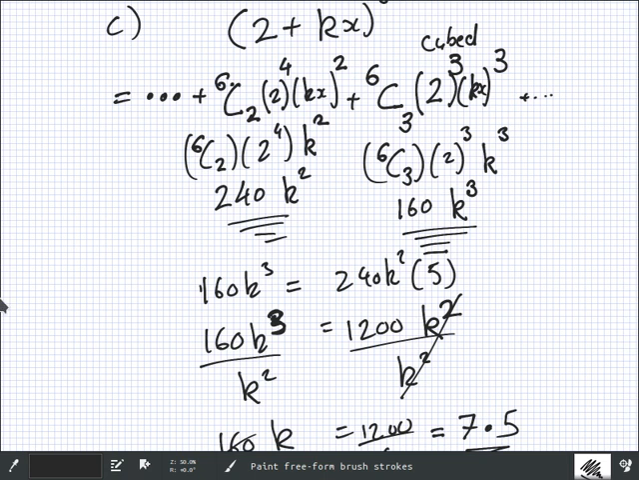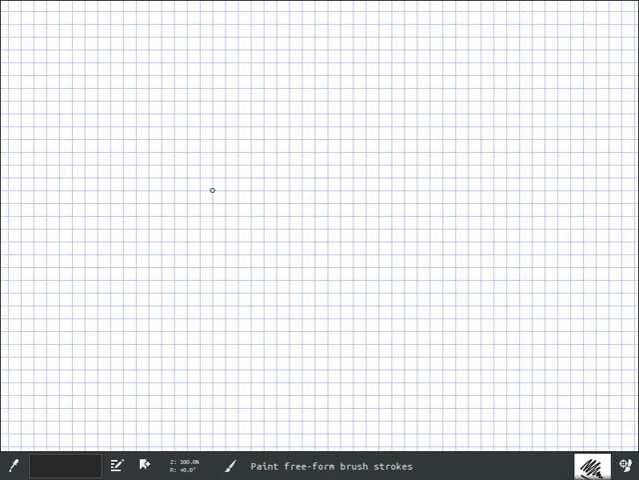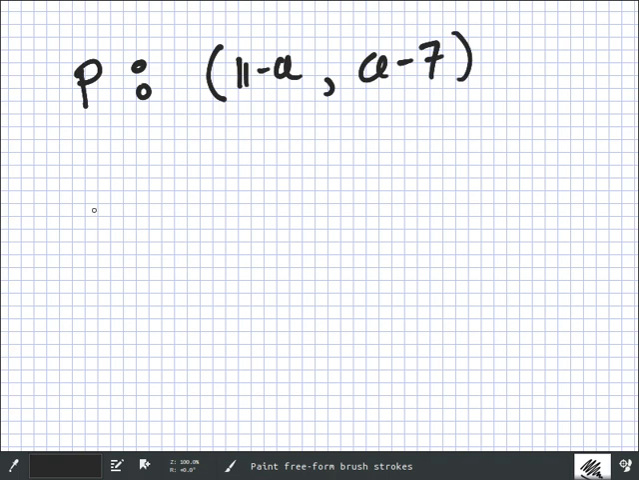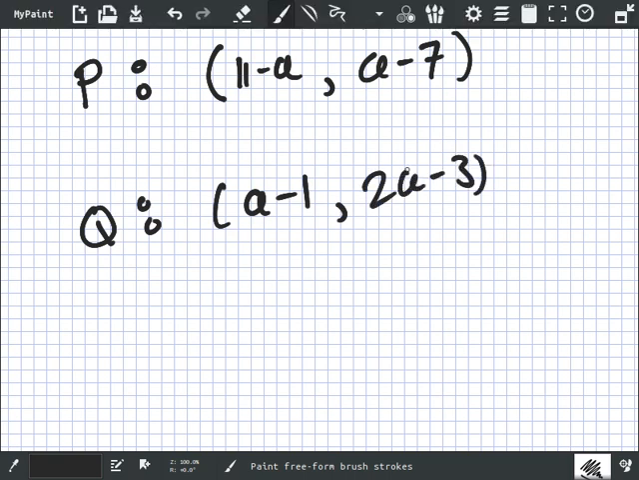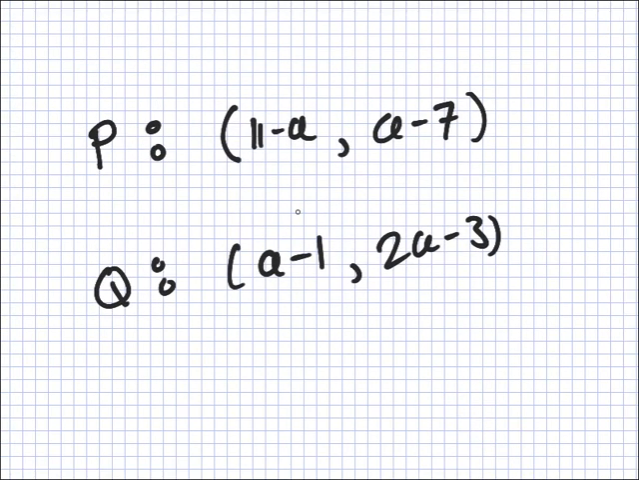Okay, guys, did you write this down? I can scroll down. Okay, so you have P, and the point P is at 11 minus A, and A minus 7. And point Q is at A minus 1, and 2A minus 3. Oh wait, one is X and one is Y. So, Sevi, what do you want to call this one? You could call this one X1, Y1, and this one here X2, Y2.